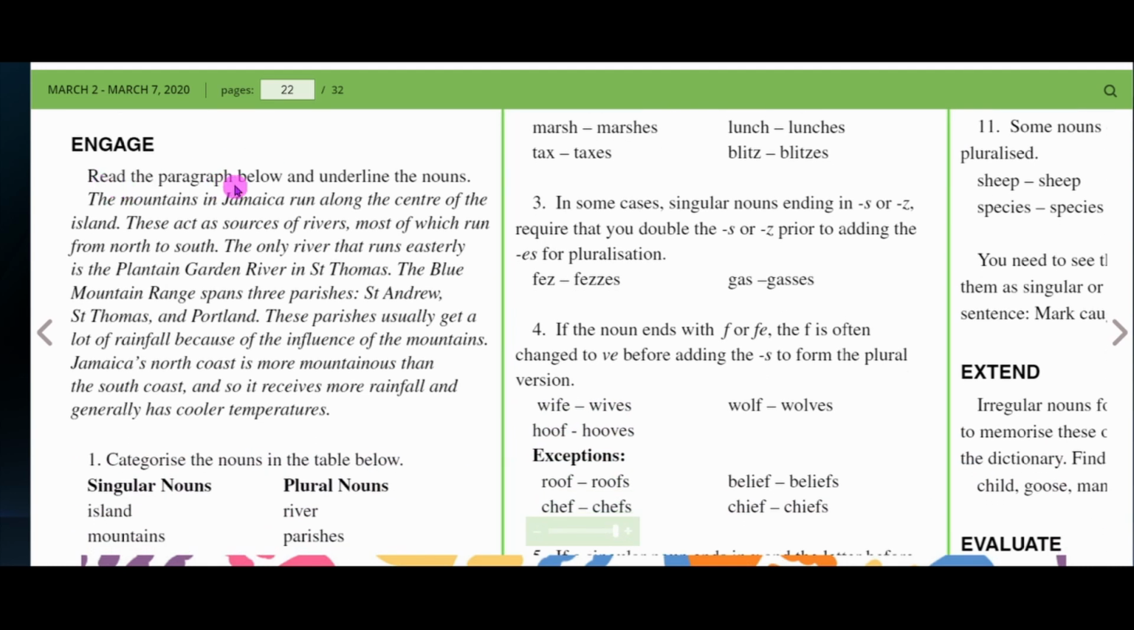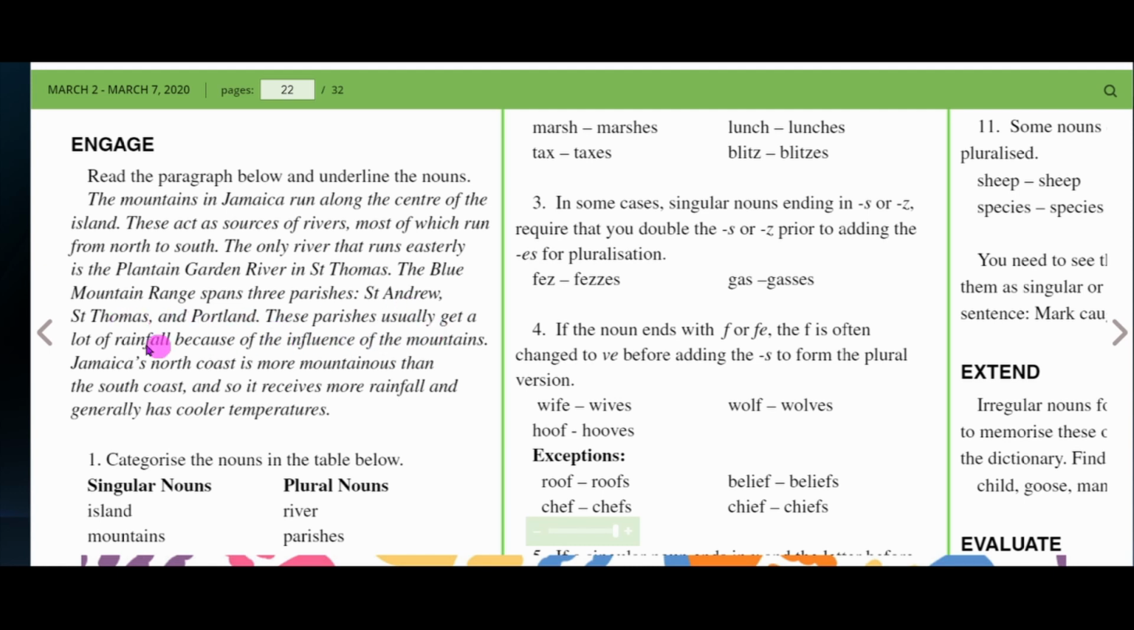Engage. Read the paragraph below and underline the nouns. The mountains in Jamaica run along the center of the island. These act as a source of rivers, most of which run from north to south. The only river that runs easterly is the Plantain Garden River in St. Thomas. The Blue Mountain Range spans 3 parishes: St. Andrew, St. Thomas, and Portland.